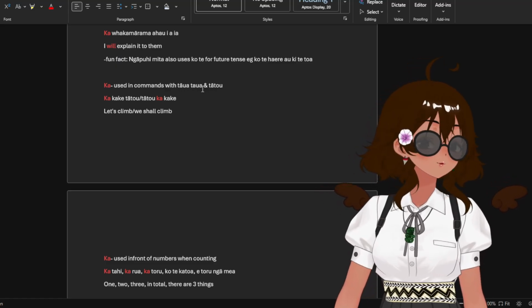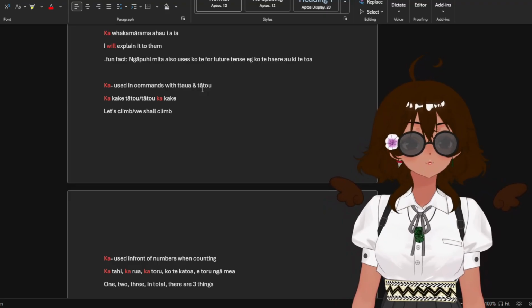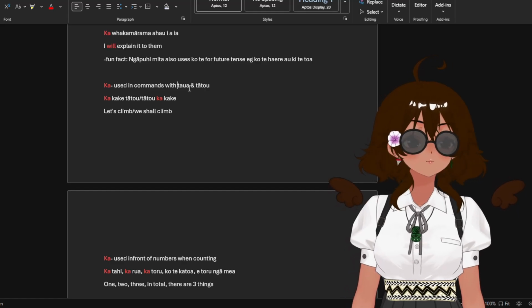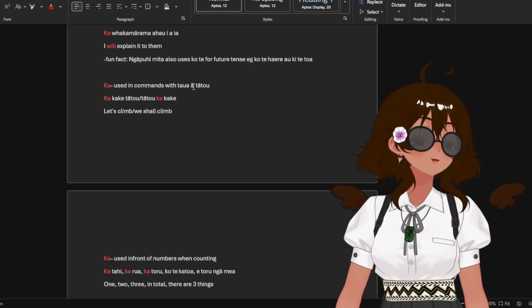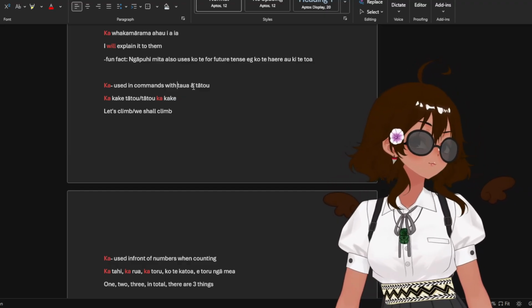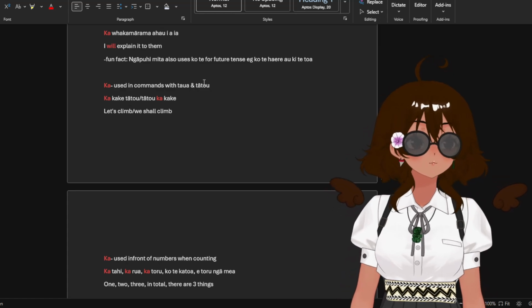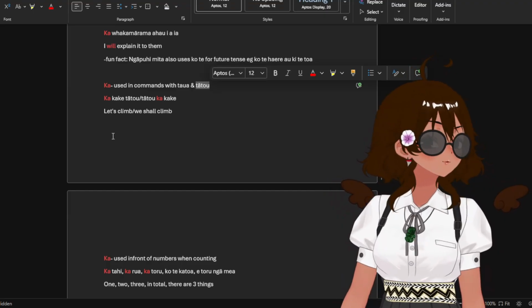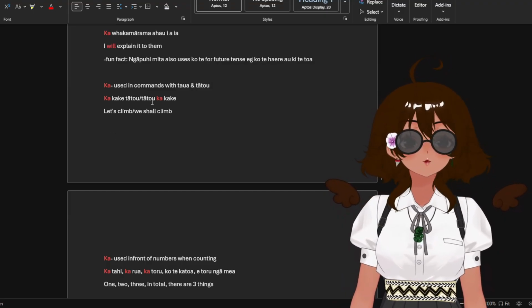Taua is a different word to taua. Taua just means like that, or those. Well, I guess that'd be aua, but you know what I mean. Taua is like a word for that thing you mentioned already. Or like those you mentioned already. Something like that. And then tātou, obviously tātou, is like us.